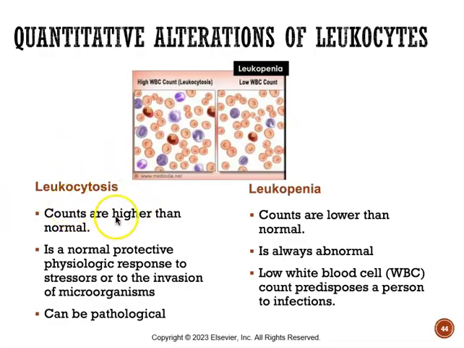Now, when we have leukocytosis, we've talked about this in the previous slides, but it occurs when our white blood cell counts are higher than normal. This could be a normal response to stress, infection, or inflammation, but it can also be pathological, which we see in conditions like leukemia. On the other hand, leukopenia is when we have that low white blood cell count and is always abnormal and increases the risk of infection.